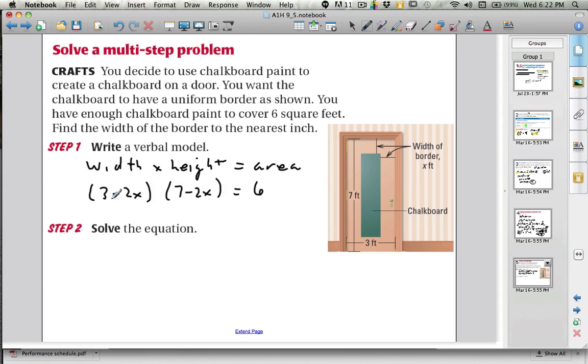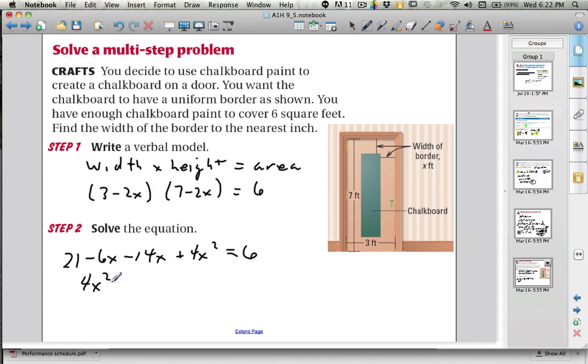If I want to solve the equation, the first thing I need to do is multiply this all out. Right, so I'm going to have 21, and then minus 6x minus 14x plus 4x squared. It would make sense now to put this in the correct order, and I'm also going to move the 21 to the other side. So I'm going to subtract 21 from either side of the equation.